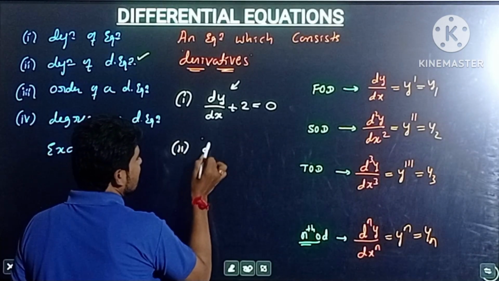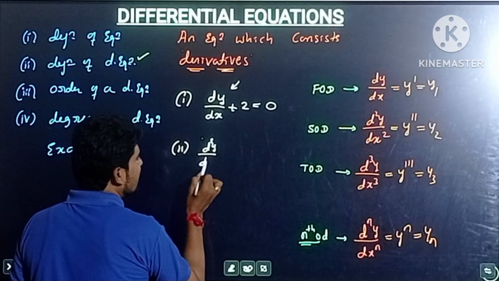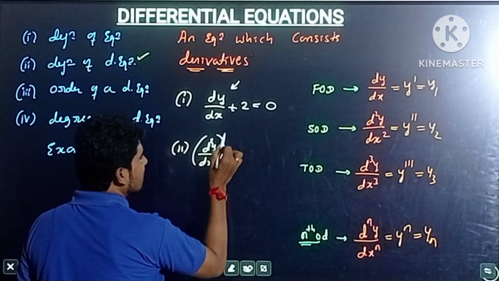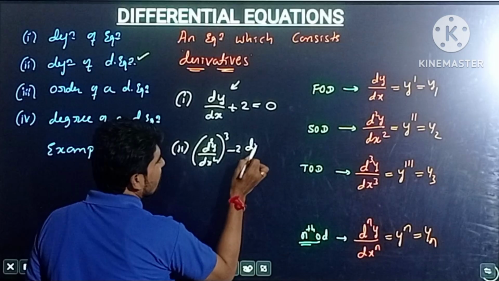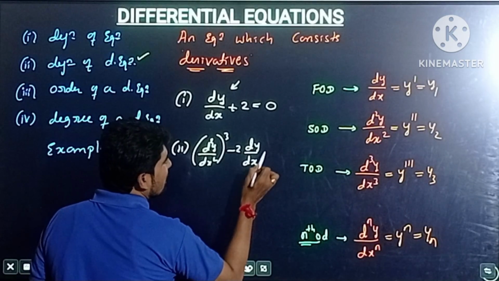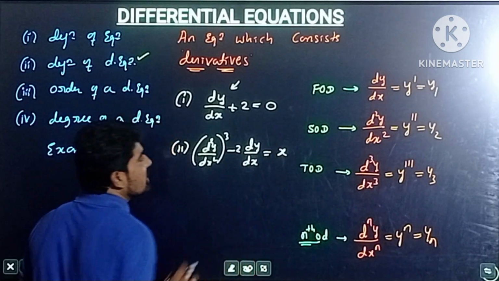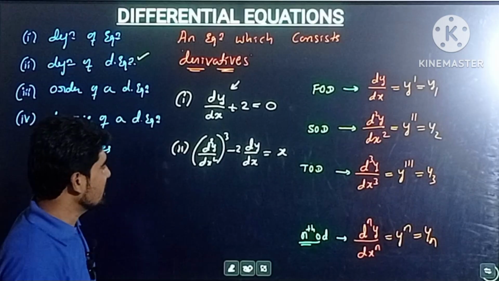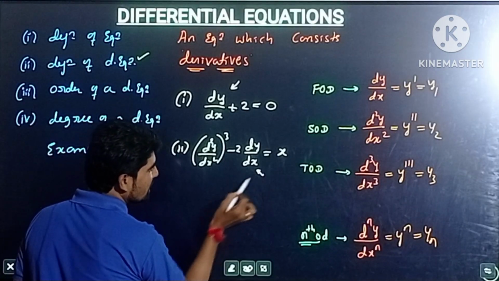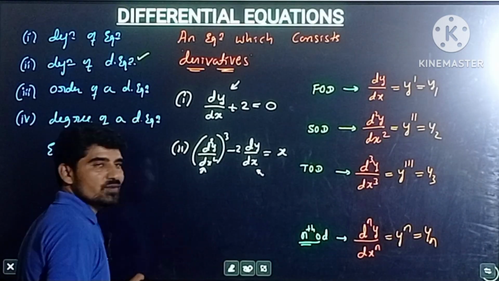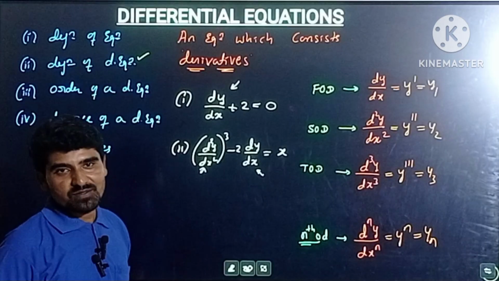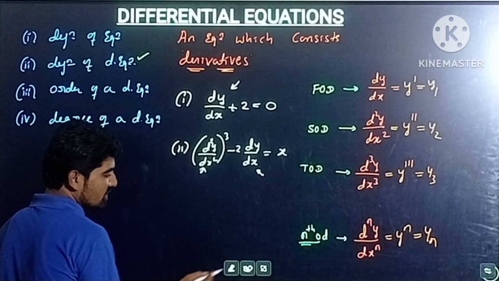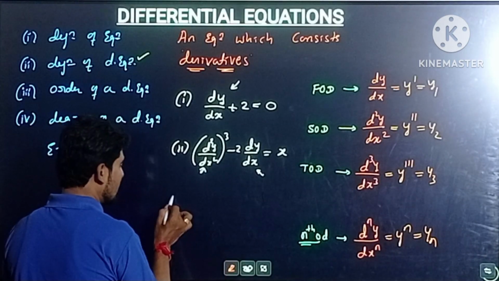So let's see here, (d²y/dx²)³ − 2 dy/dx = x. Observe this equation. This equation consists of the first order derivative as well as the second order derivative. Therefore, this is also a differential equation. So consider one more example.